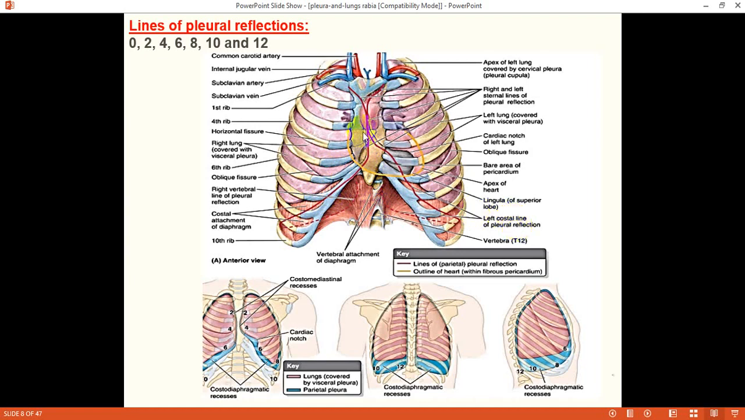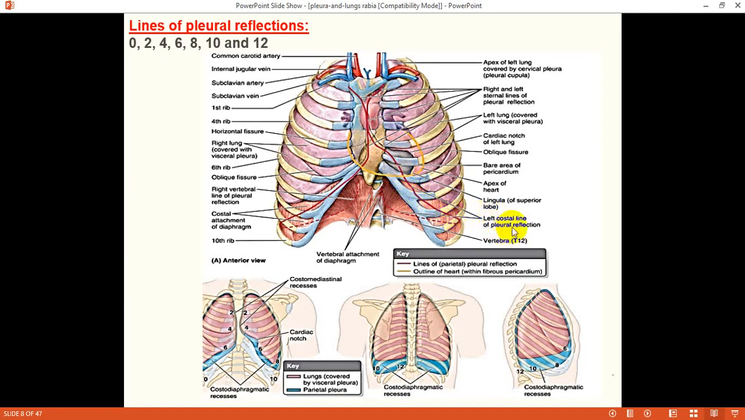On the left side, you can observe that the sternal line from apex reaches the 2nd costal cartilage. From 2nd to 4th costal cartilage, it is a straight line, and then there is this cardiac notch. So the sternal line runs obliquely up to the 6th costal cartilage, from where it is continued over the costodiaphragmatic line of reflection.